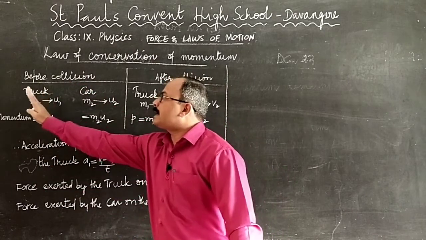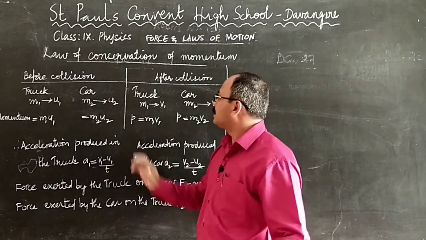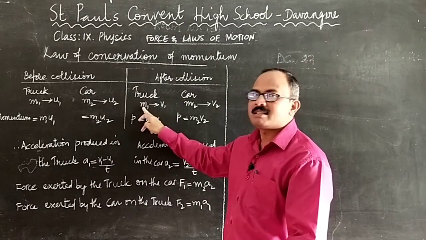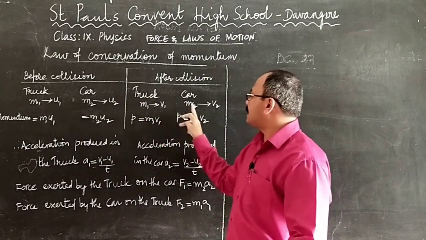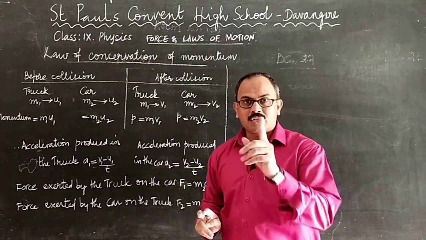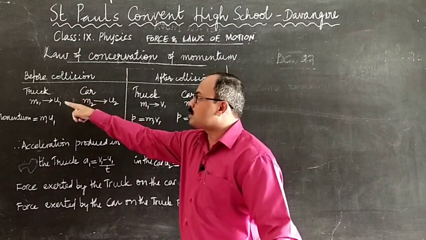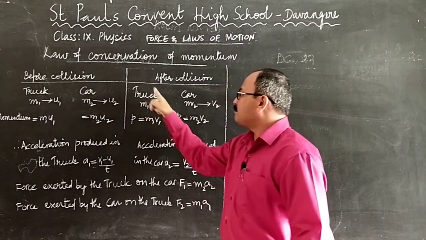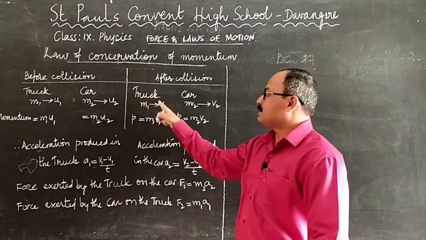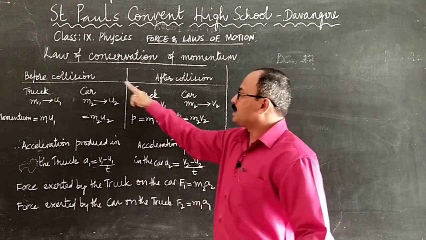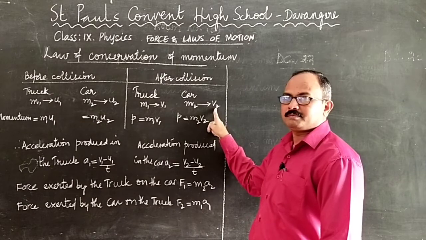The truck comes and collides with the car. Then, after collision, what happens? The mass of the truck remains the same, m1. The mass of the car also remains m2. But there will be a change in their velocity. The velocity of the truck was u1, it became v1. So, initial velocity of the truck, final velocity of the truck. Initial velocity of the car, final velocity of the car.